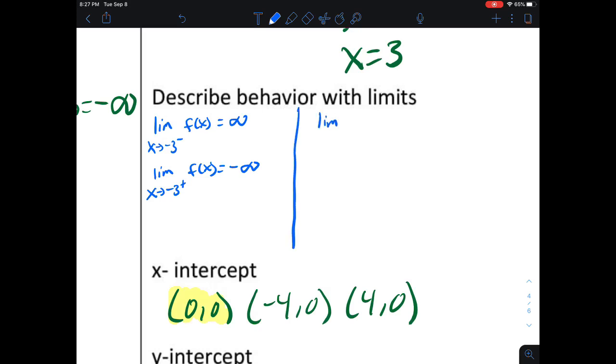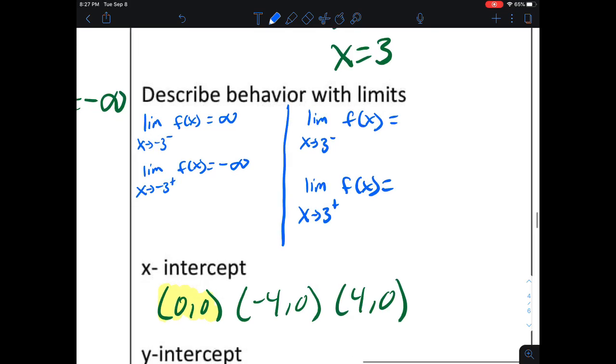We got to do the same thing for +3. So let me go ahead and pre-make my two one-sided limits. So as I come at 3 from the left, the directional indicator, the minus sign behind it, and as I come at 3 from the right-hand side, directional indicator behind it with the plus.